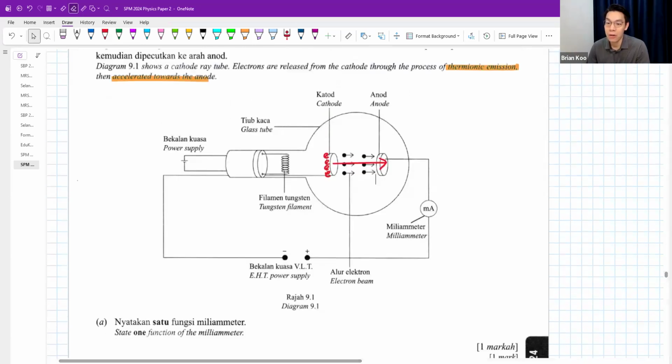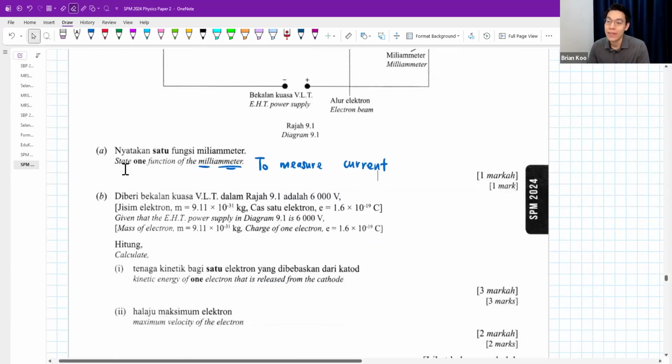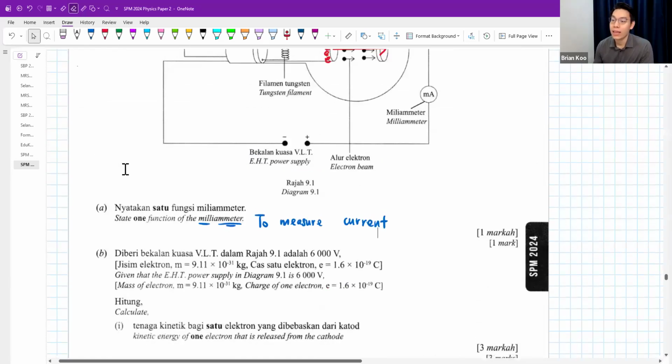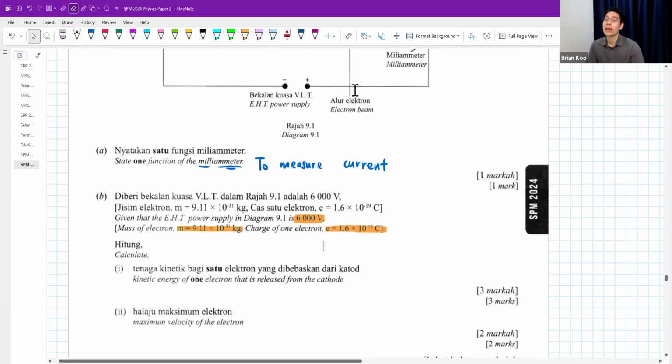State 1 function of the milliammeter. Don't get confused by the word milli in front. An ammeter is always just to do one job, to measure current. You want to write electric current also can. Okay, ammeter is always to measure current. Then, given the EHT power supply in the diagram is 6,000 volts, the mass of an electron is 9.11 times 10 power negative 31, and the charge of one electron is 1.6 times 10 power negative 19 coulombs. Calculate the kinetic energy of one electron.